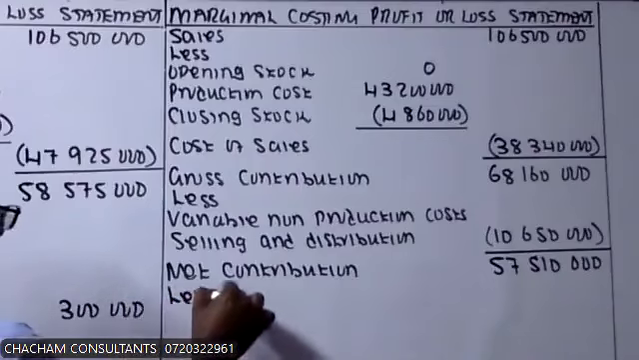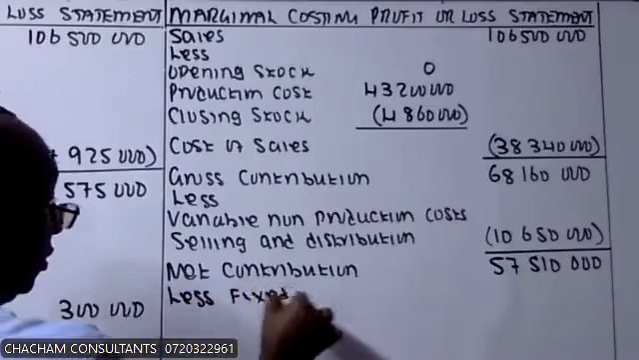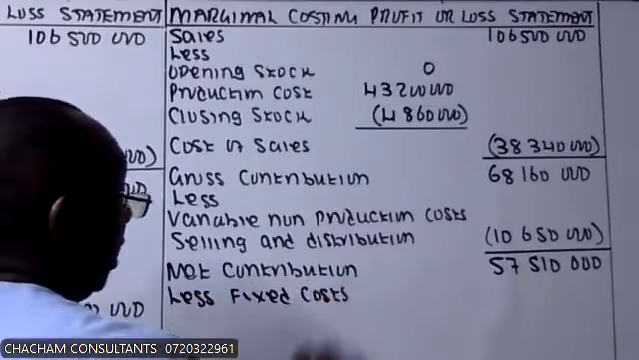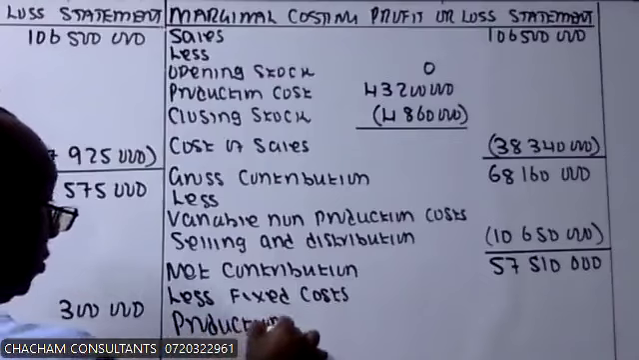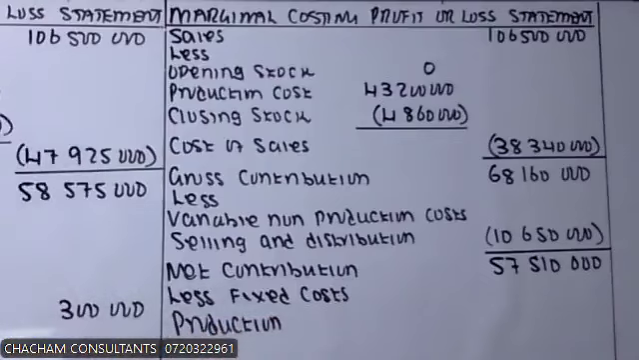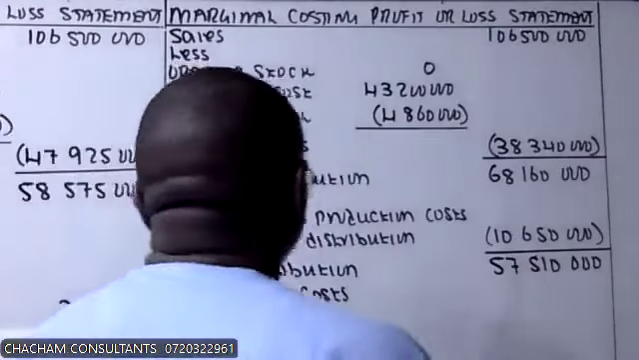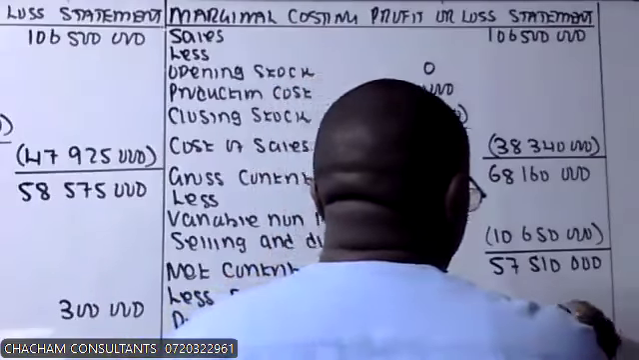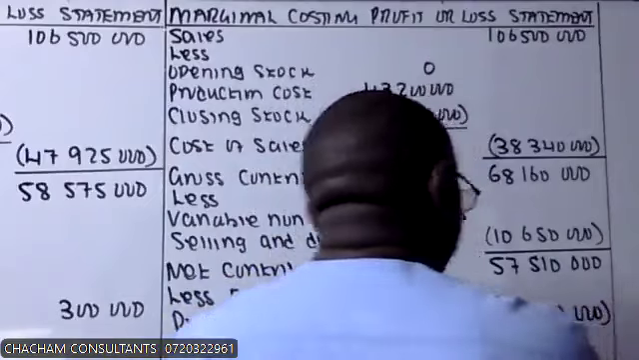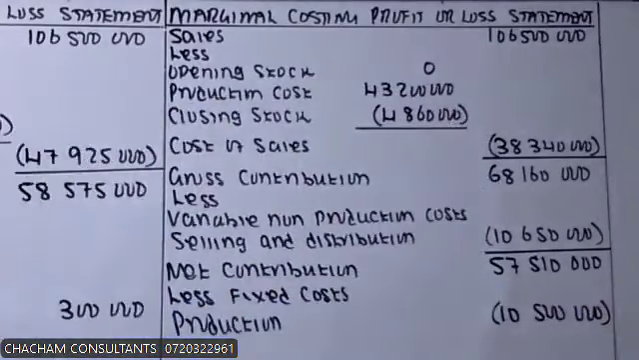Then you less fixed costs. And the fixed cost that you less, you begin with production. Now production, the actual that we had in absorption, it was 10,500. The fixed production.